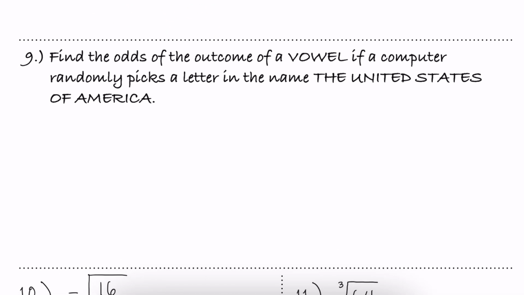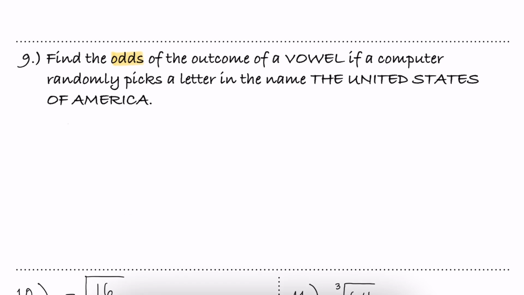Okay, question 9. Find the odds of the outcome if a computer randomly picks a letter in the name the United States of America. So we're trying to figure out, now let's review the definition of odds first. Odds is the ratio that compares the number of ways that an event can occur to the number of ways it can't occur. So really what we're looking for is vowels to not vowels. That's our ratio.